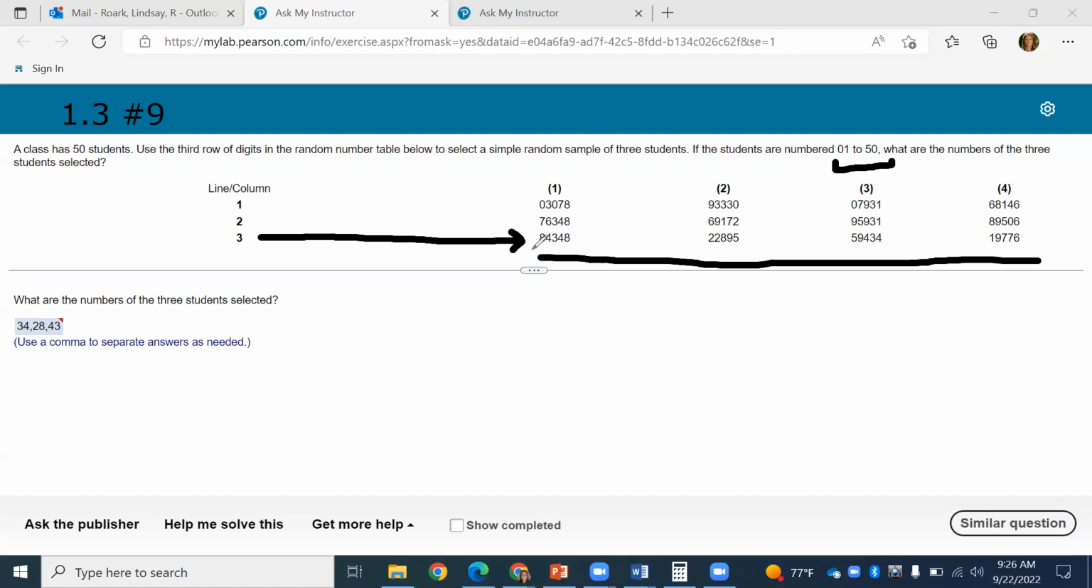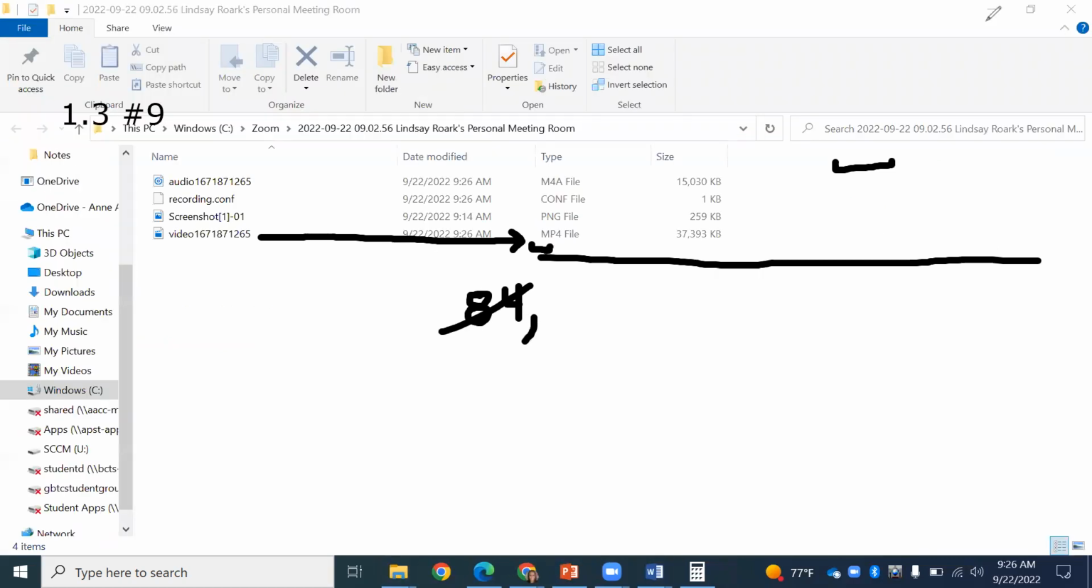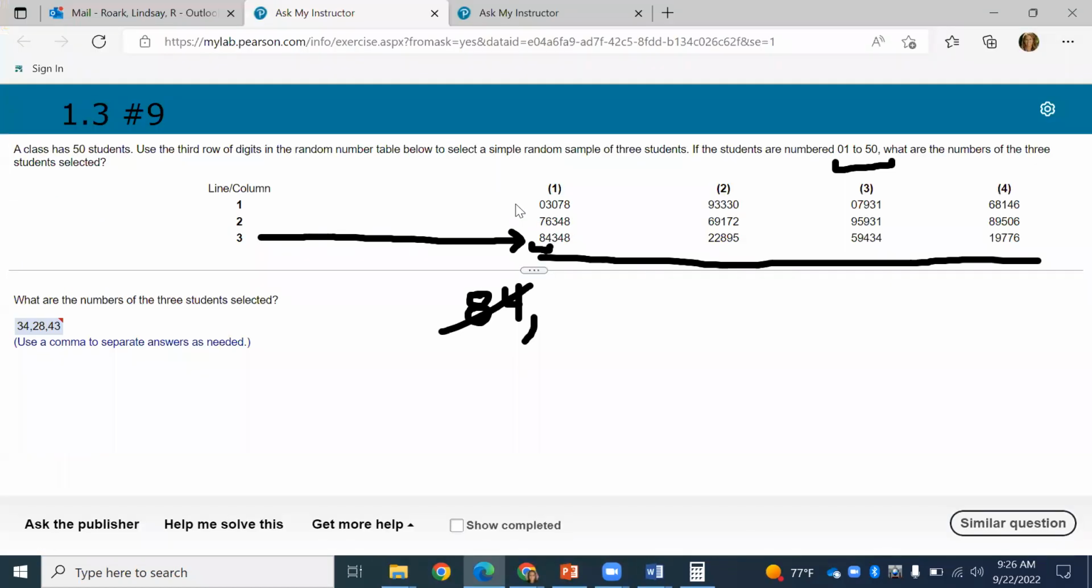Okay, so for instance, the first numbers that I see in this row are 8, 4, 3, right? I only look at the 8 and the 4. So my first 2-digit number that I picked using my random number table is 84. That's not helpful because that's not between 1 and 50. So we just disregard. Okay, the next 2-digit number is 3, 4. So we can write down 34 just to have it written down. And that's good. 34 is between 1 and 50.